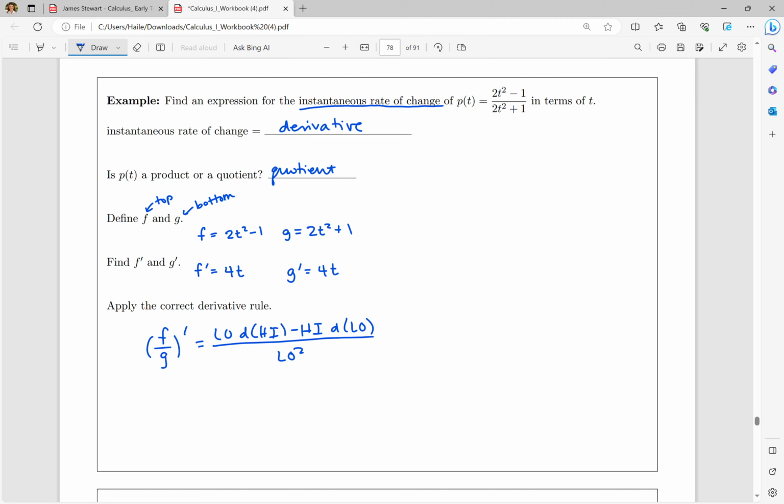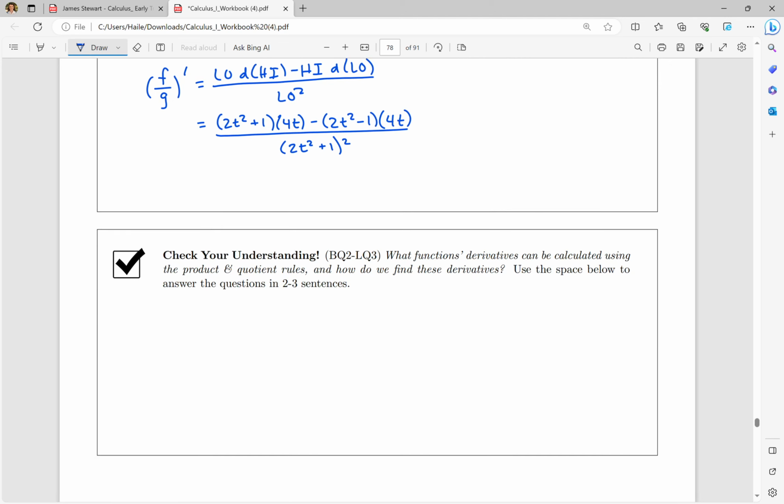So now what we want to do is actually plug in our functions. Okay, so we have the bottom function, that's g, so we have 2t squared plus 1 times the derivative of the top, which is 4t, minus the top, 2t squared minus 1 times the derivative of the bottom, which is also 4t, all over low squared. So we have g squared, which is 2t squared plus 1 squared. Okay, so that's our quotient rule. I don't want to simplify this one any more from here. I'll leave it like that because that's all we're expecting for this test. But keep in mind that in the future you will be expected to simplify.